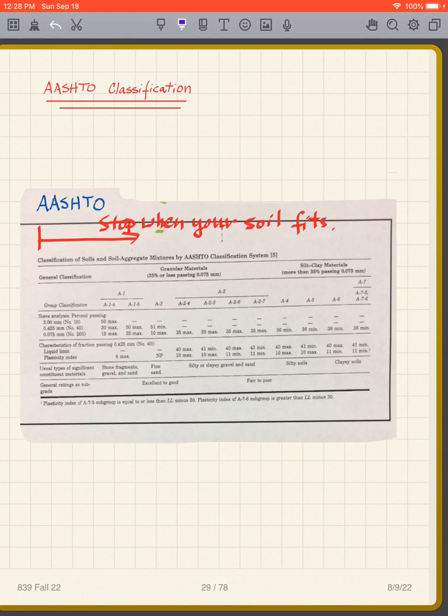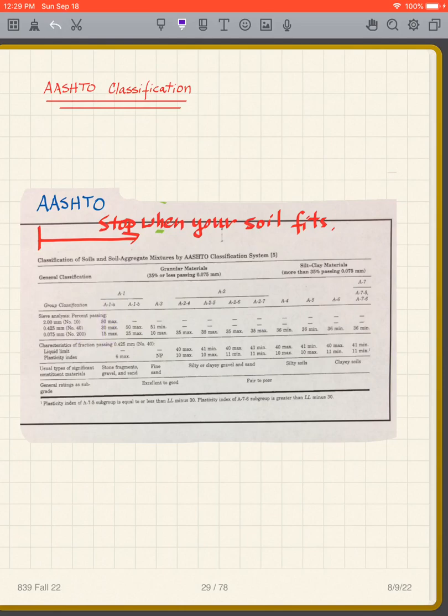If I look closely at this, I look at my sieve analysis, percent passing. For this one, we're looking at the number 10 sieve. To fit this soil, I can have no more than 50% passing the number 10 sieve. And to fit this soil, I also can have no more than 30% passing the number 40 sieve. And I can also have no more than 15% passing the number 200 sieve. If that fits my soil, that's what I've got.